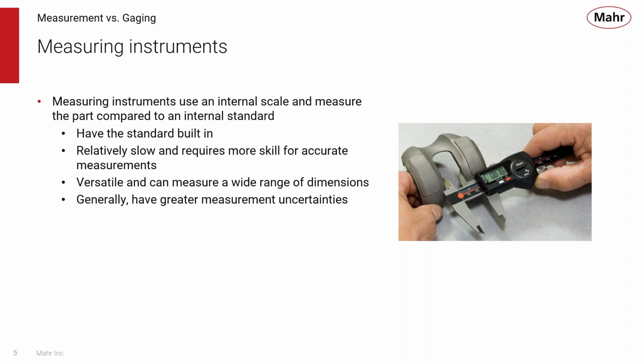All measurement devices are relatively slow, and they are a higher skill type of measurement. You need to be a more skilled operator to get an accurate and repeatable measurement, versus a comparative style gauge, which we'll get to in a couple of slides. But where measuring instruments lack in accuracy and demand high skill level, they make up for it in a wider range of applications and dimensions that they can check. And in general, measurement devices usually have a higher uncertainty than gauges.